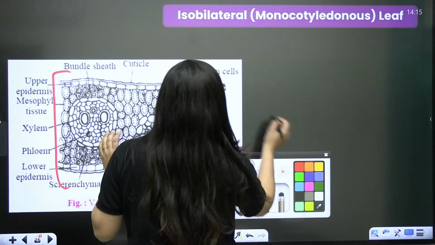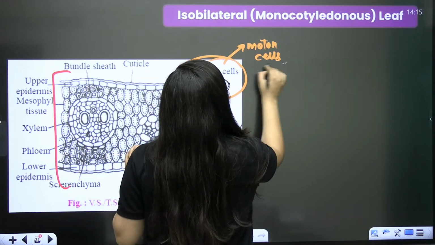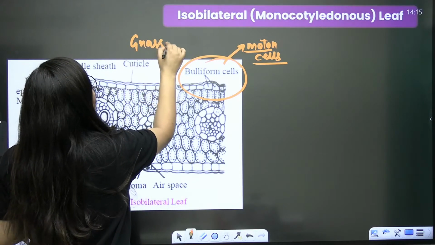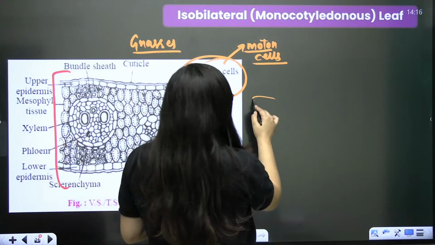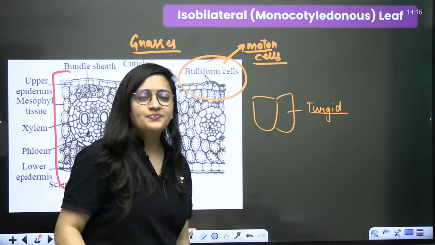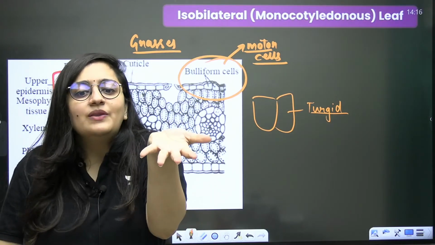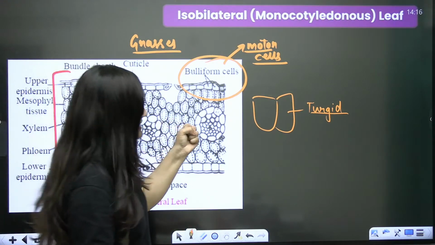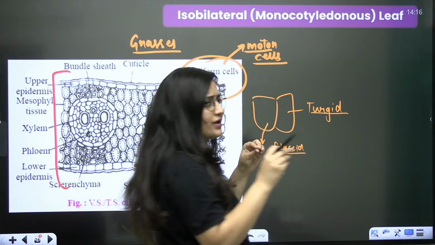So what you need to remember in the case of monocots is that their epidermis contains motor cells or bulliform cells. Especially in your grasses, you will see the motor cells or bulliform cells. Now, what type of cells are they? See, bache, when water is present in sufficient quantity, these cells will become turgid, and the leaf surface will be exposed. But when there is water scarcity, these bulliform cells will lose water. They will become flaccid, or shrunken.